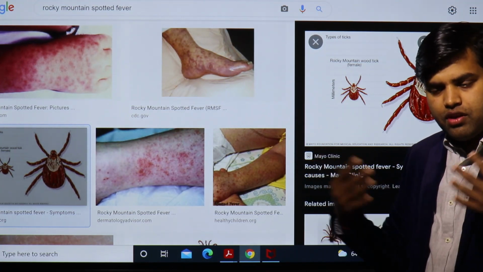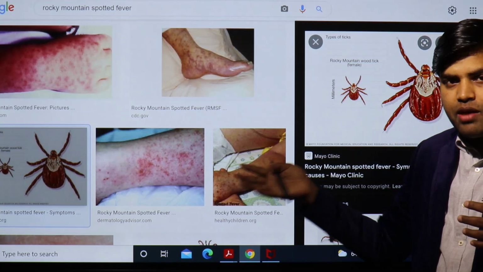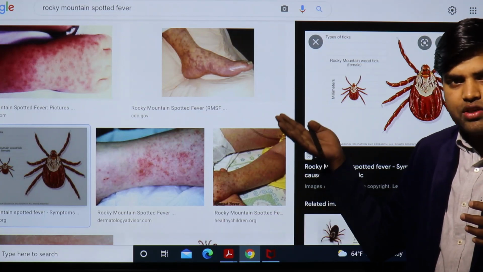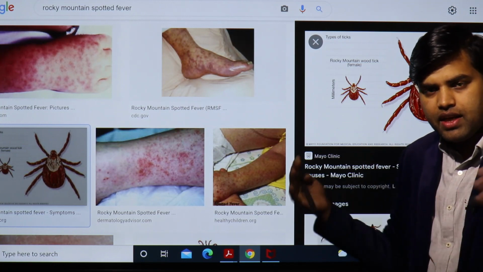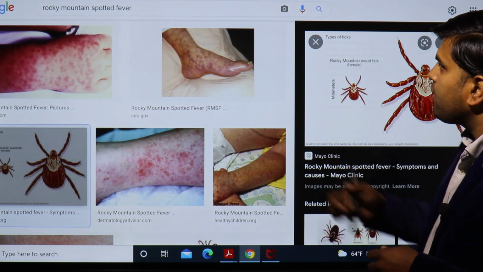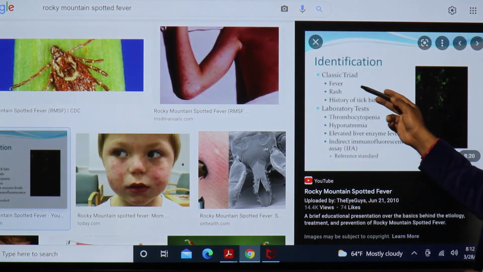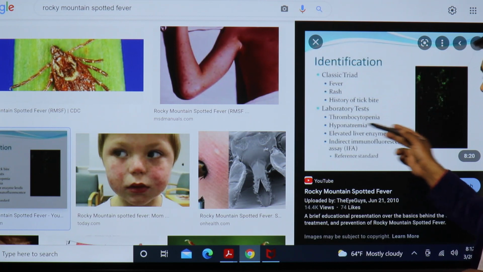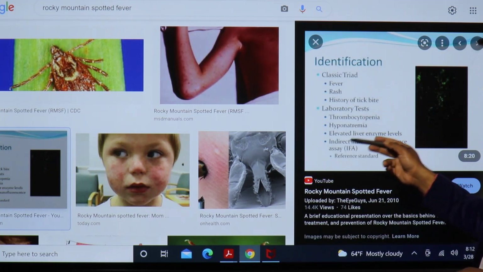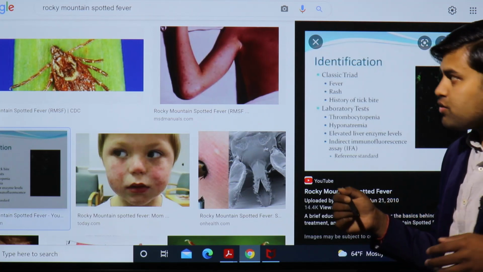There are centrifugal rashes, so from center to periphery the rashes spread. That happens in epidemic typhus and endemic typhus. But in Rocky Mountain spotted fever you will find the rashes appear from the wrist and the ankle and then come back to your trunk. So the classical triad is fever, rash and history of tick bite. In the laboratory, you can see thrombocytopenia, hyponatremia, elevated liver enzymes, and an indirect immunofluorescence assay will be done to diagnose the disease.